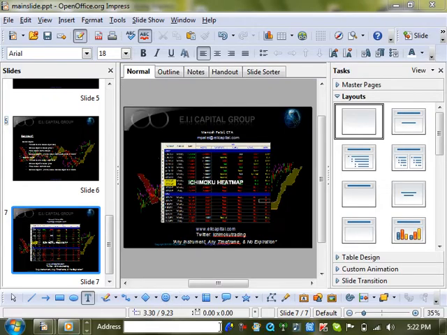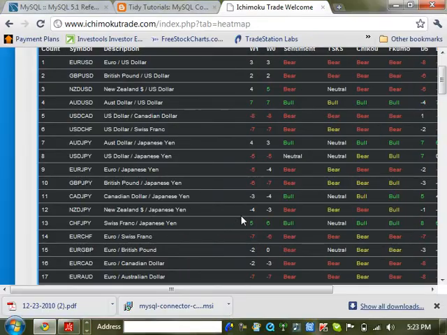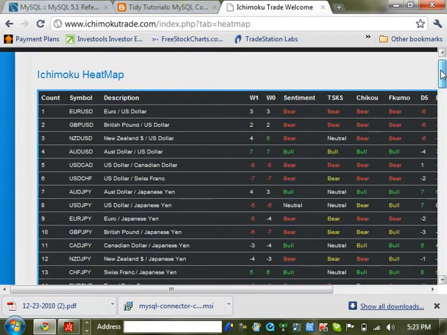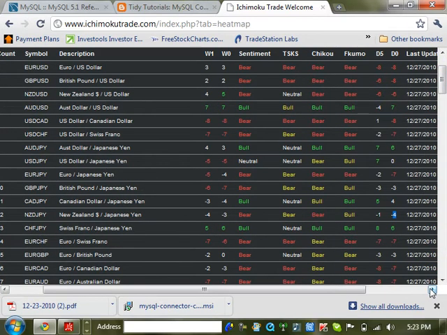Okay, so let's go straight to the heat map. I'm not going to go through the heat map descriptions today. We don't need to do that every week. If you're interested in the heat map and the rating system we have, you can go to ichimokutrade.com, register for free, and watch the video there.